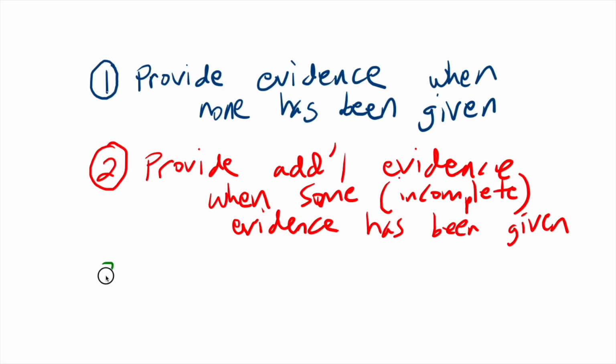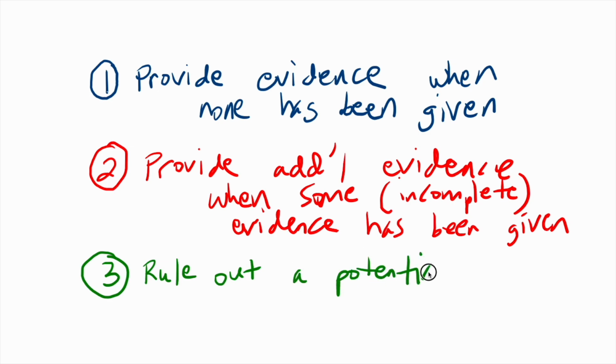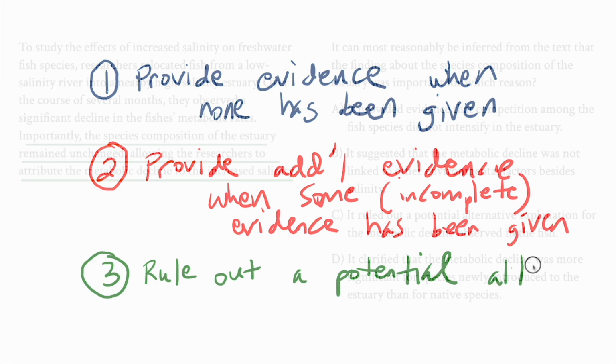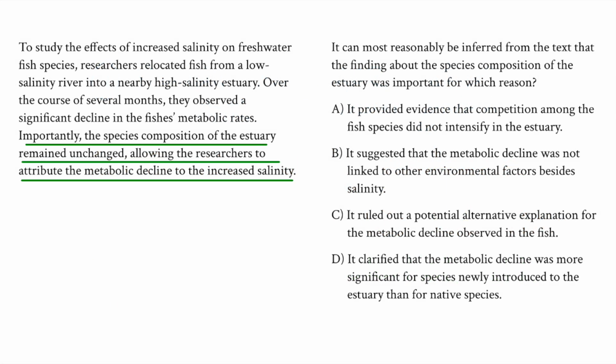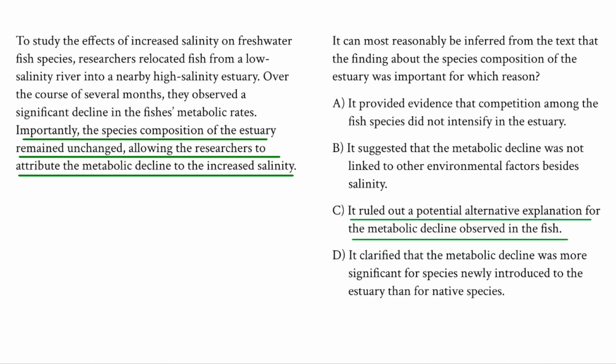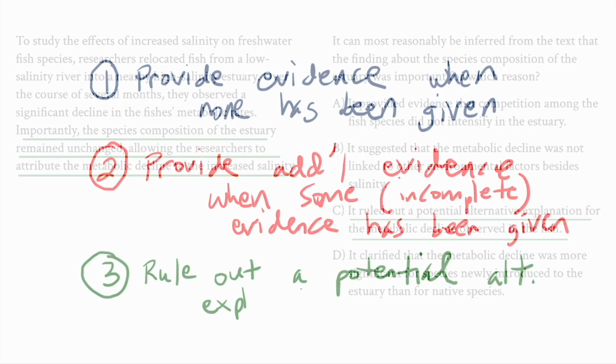And then the third way, which is not as common, but will show up, is to weaken or rule out a potential alternative explanation for the evidence. In this scenario, as with scenario 2, there will be some evidence given, but instead of giving additional positive evidence in support of the argument, we're going to come up with evidence that weakens a potential alternative explanation.